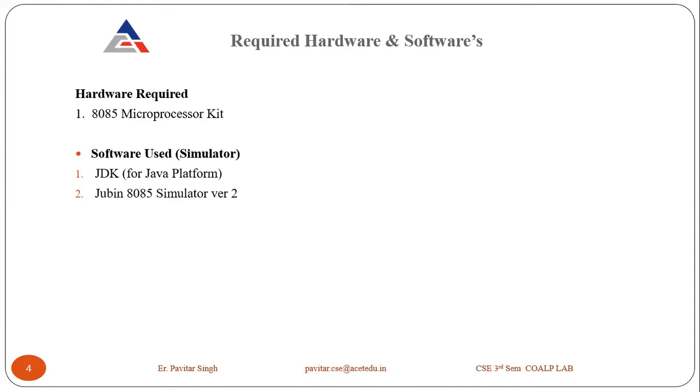So, required hardware and software. For this you need the 8085 microprocessor kit, right? And the next one is software requirements. You need JDK for the Java platform because the simulator works on the Java platform. And the software you need to install for the 8085 simulator is Jubin 8085 simulator version 2, right? You have to install this software to perform the various programs.